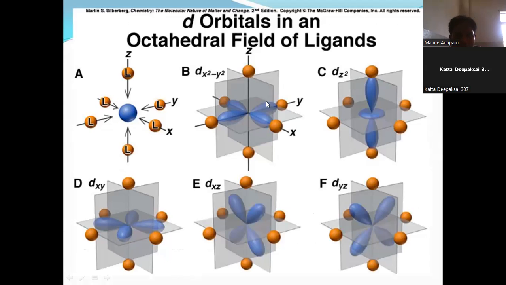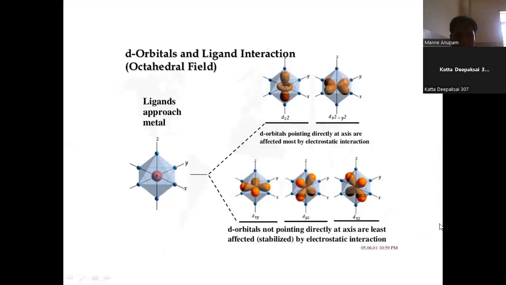Okay, so these are eg set of orbitals, they are increasing in energy, whereas these are t2g set of orbitals, they are reducing in energy. Here we are able to see that these are t2g set of orbitals which are reducing in energy. These are eg set of orbitals that are increasing in energy. They have raised up, increased in energy. These have lowered down, they have reduced in energy.